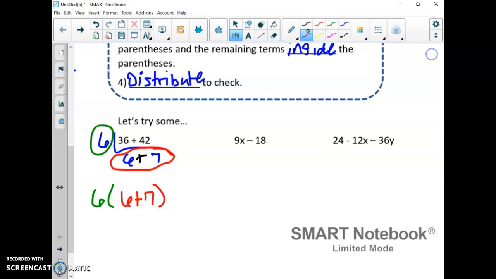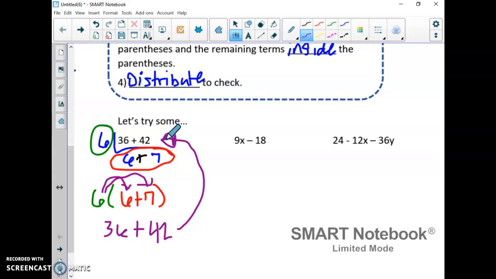Now, if I wanted to check it, again, like it says, I could just use distributive property to check. All right, so I would give 6 to 6. Remember, giving is to multiply. So 6 times 6 is 36. Bring down my plus sign. I'm going to give 6 to 7. Again, to give means to multiply. 6 times 7 is 42. Is that not what I had up here at the beginning? It sure is, so that means I did it right. Okay, so 6 parentheses 6 plus 7 is your final answer.